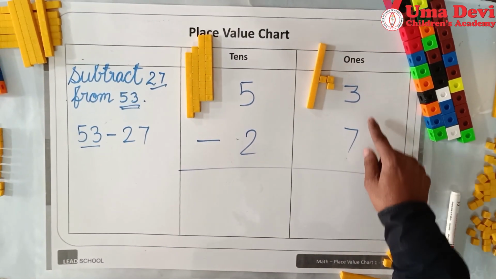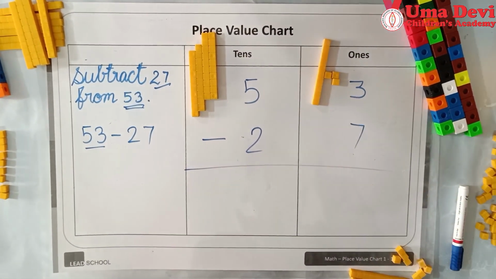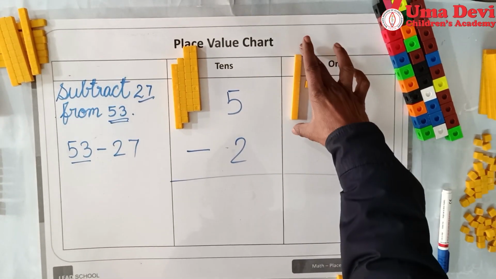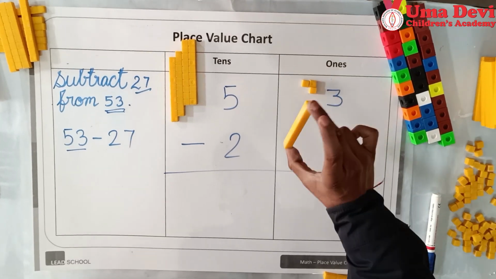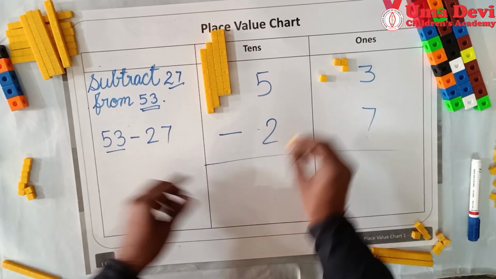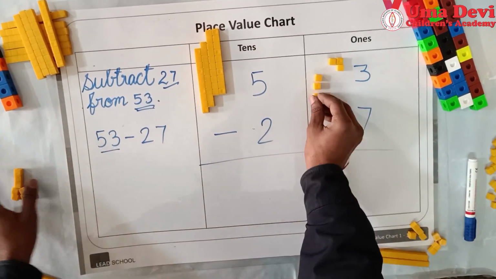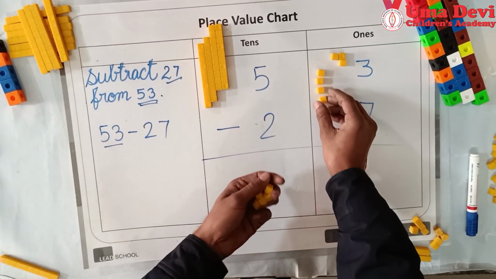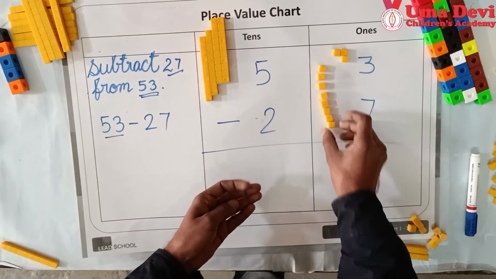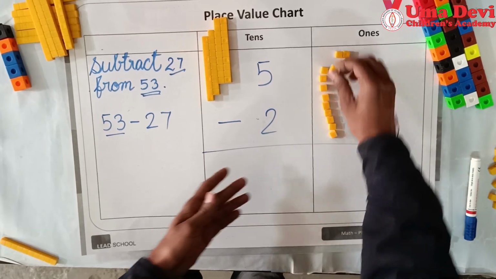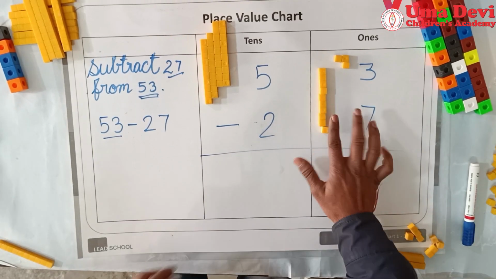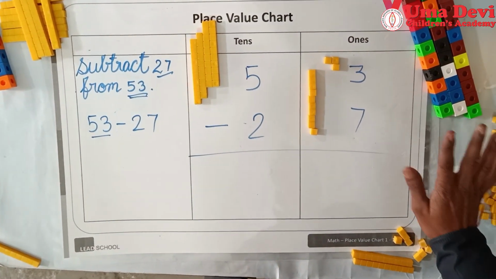If we take out 7 from 13. So look here, I am replacing this tens block. We will put 10 ones blocks here. Right. So let's look here. 1, 2, 3, 4, 5, 6, 7, 8, 9 and 10. Right. This is a tens block. This is 10 and 3, 13.